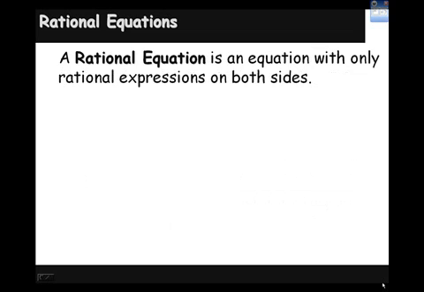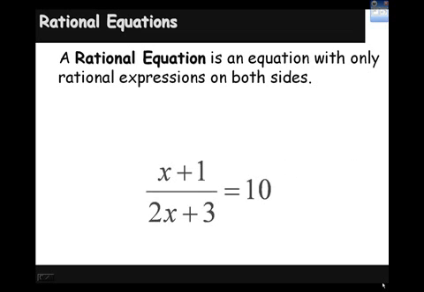A rational equation is an equation with only rational expressions on both sides. We can argue that 10 is a rational expression because it can be written as 10 over 1.